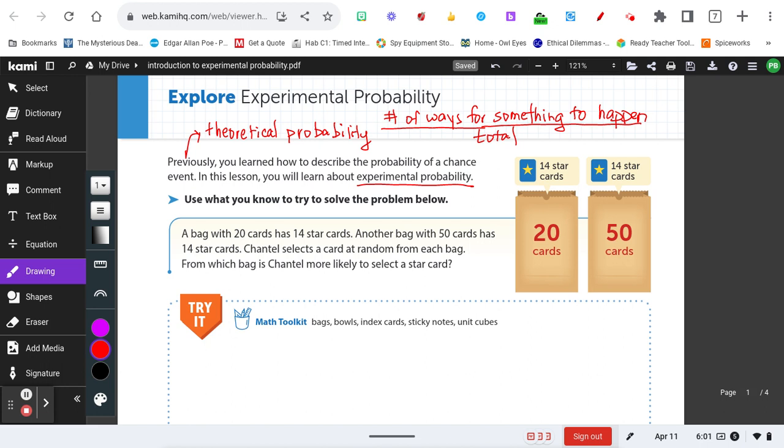All right, but this time we're doing experimental. Experimental is when you actually conduct an experiment. And it's not the number of ways for something to happen. It's the frequency of which something happened, like how often did something happen in the actual experiment you conducted out of the total.